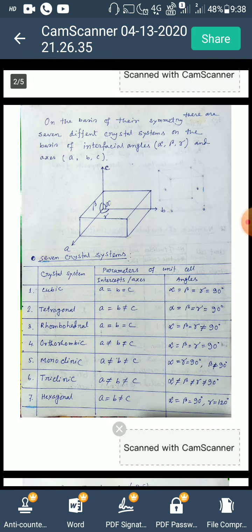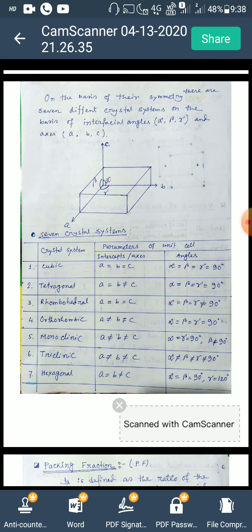Now see, on the basis of their symmetry there are 7 different crystal systems, on the basis of interfacial angles alpha, beta, and gamma, and the axes A, B, and C. Generally, a unit cell is represented by three axes A, B, and C, and three interfacial angles between these three axes. So you can see the drawing.